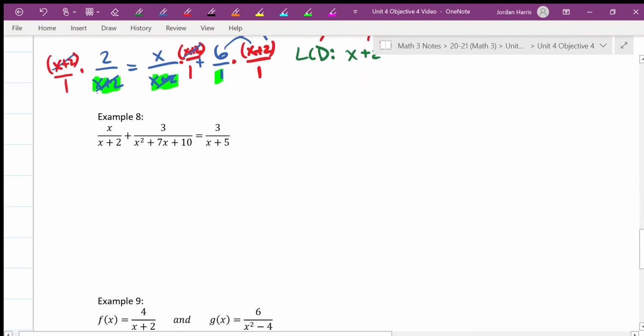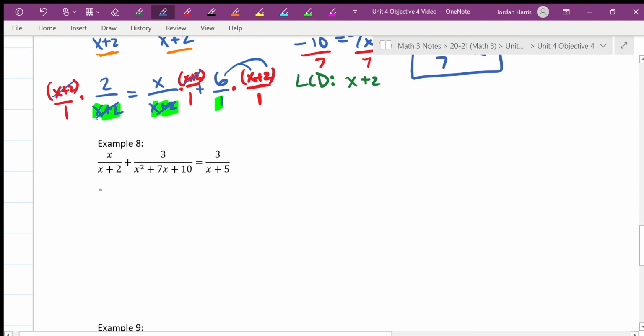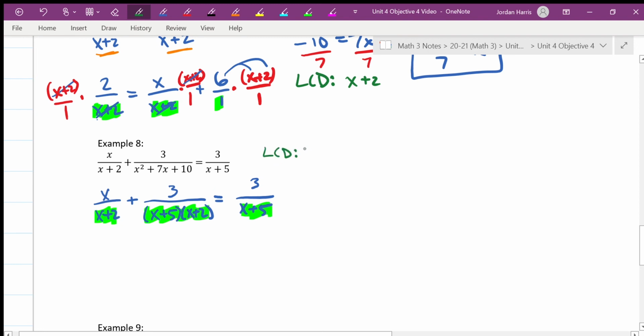Okay? Example 8. So we're going to have to factor. First, whenever you have denominators that can factor, you need to factor them. So x plus 5, x plus 2, and you'll notice something here. When we look at our denominators to find the LCD, you'll notice that they have things in common, right? So my LCD then is the x plus 5, x plus 2.